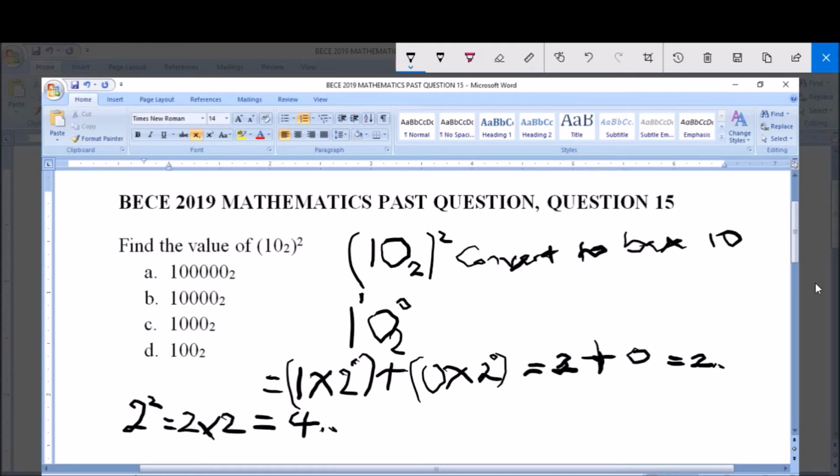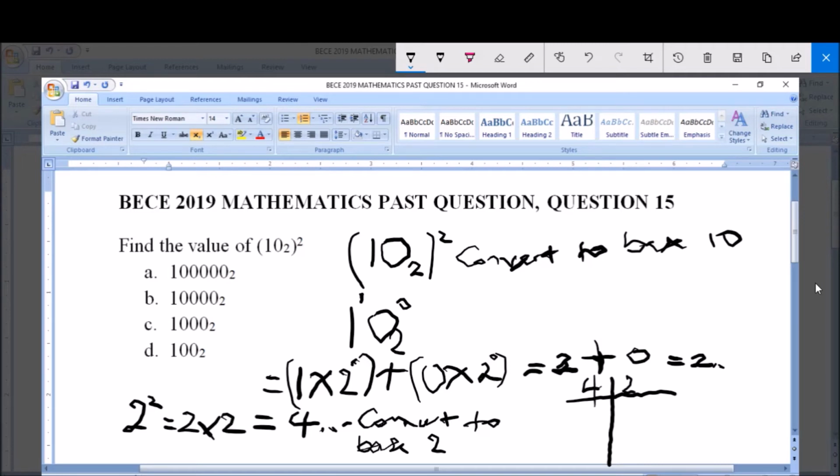Now for us to get our answer, because our answer is expressed in base 2, we have to convert this number back to base 2. Now how do we convert to base 2? It is very, very simple. You take your line and you pick your line. Now the number we have here is 4, which is in base 10. We have 4. Now we are converting to base 2, so you divide this 4 by 2.